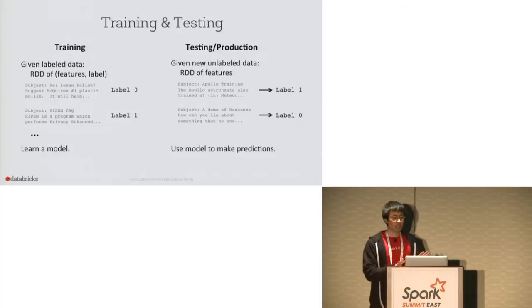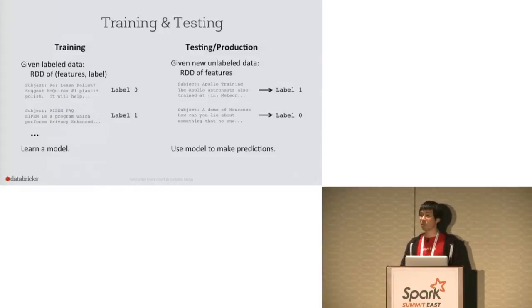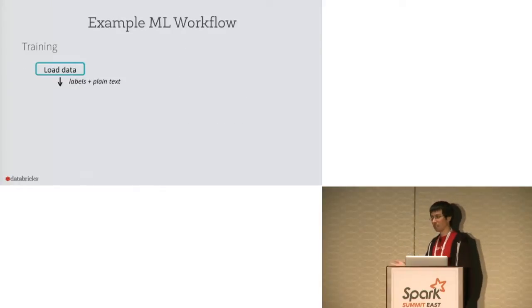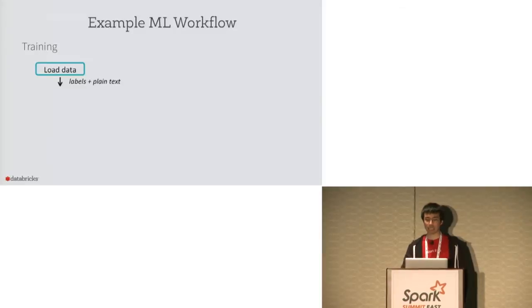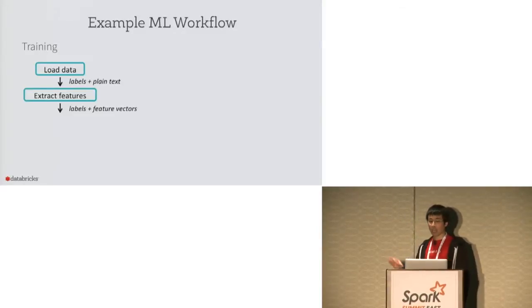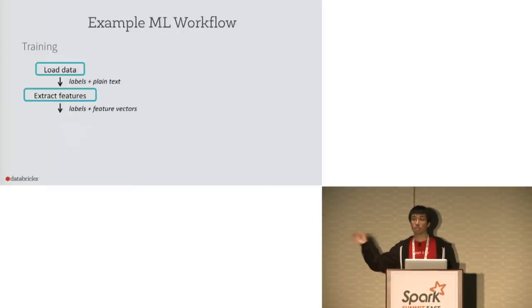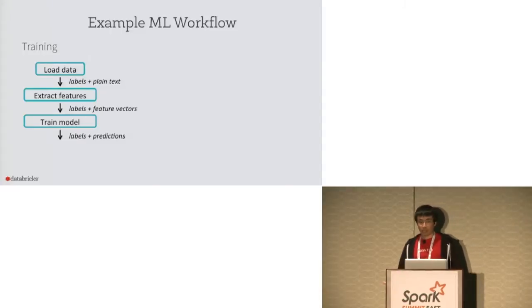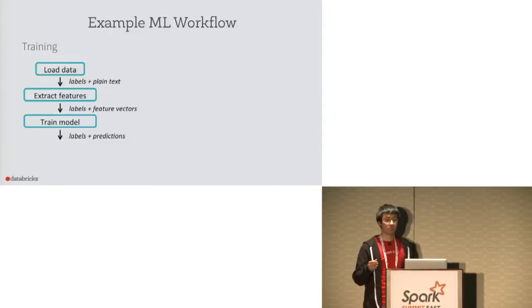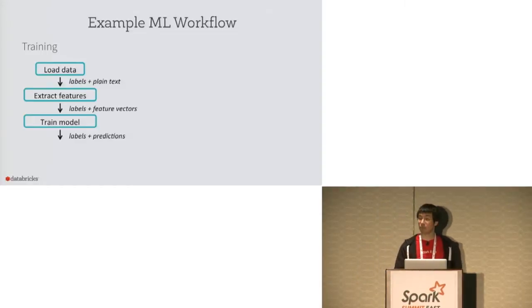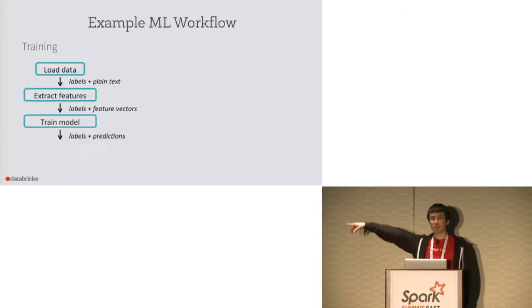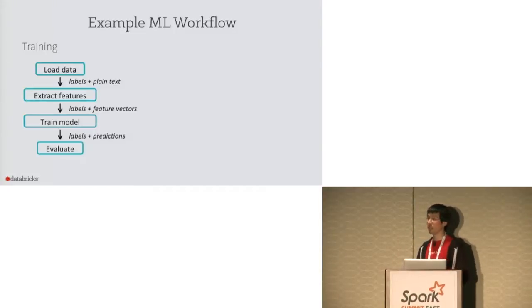Now, each of these two parts of our workflow are going to have several components, which will really resemble each other a lot. So let's look at training first. Well, we'll load data, which in this case will be labels and plain text. Extract features. And what this will be doing is taking that plain text and converting it into an ML-friendly format, like feature vectors. We'll train a model, and then that model will be able to take feature vectors and compute predictions about what we think the labels are. And notice I'm keeping around the labels this whole time. And that's so, of course, at the end, we can say we have the ground truth labels, the predicted labels, and we can compare them to evaluate how well we did.